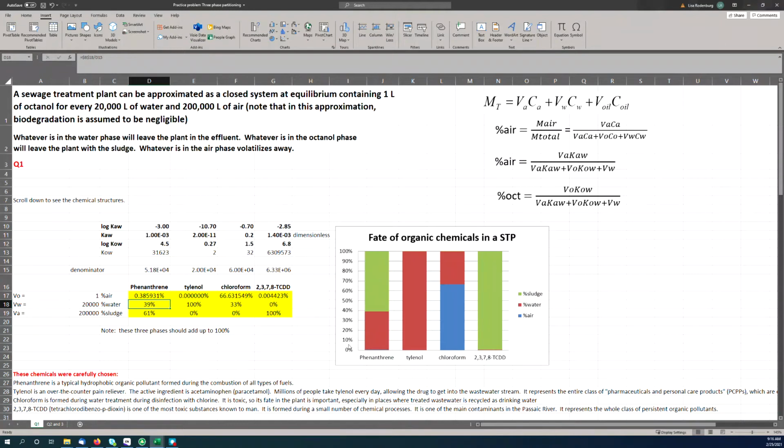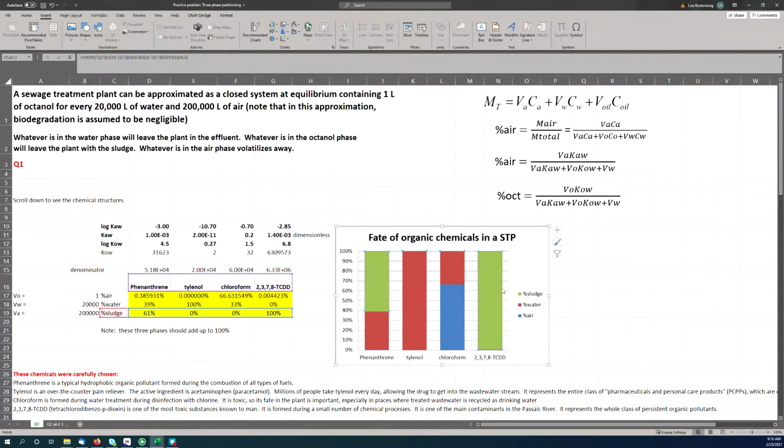And the point is, okay, phenanthrene is kind of split between the sludge and the water. Tylenol is virtually 100% in the water because you can see it has a low KOW value. Here's Tylenol. Log KOW is only 0.27. Chloroform is mostly in the air because it has a high Henry's Law constant, of 0.2, dimensionless. And then TCDD is almost entirely in the sludge.